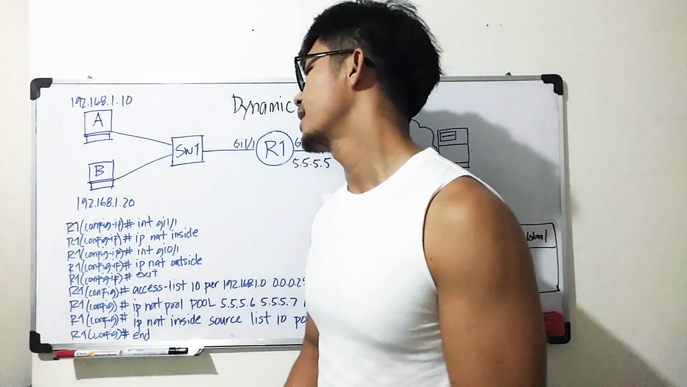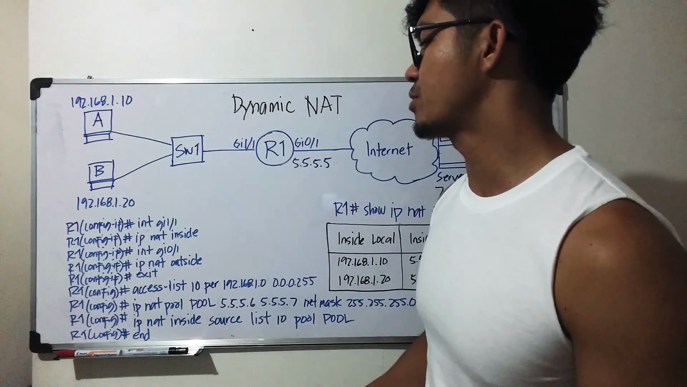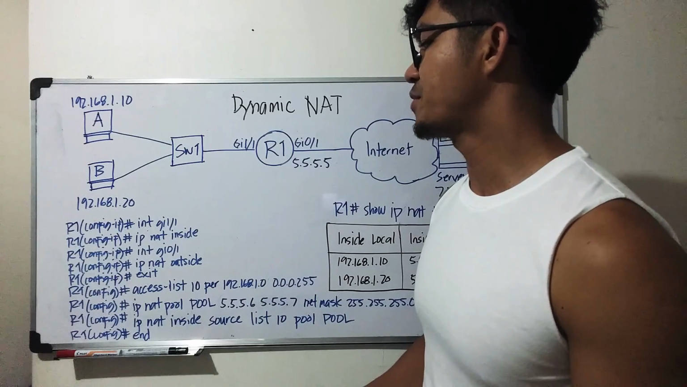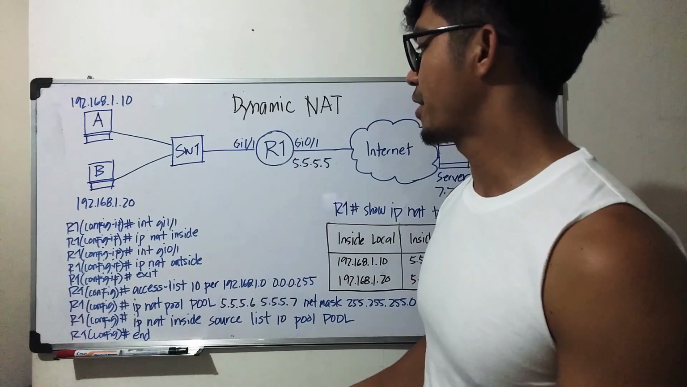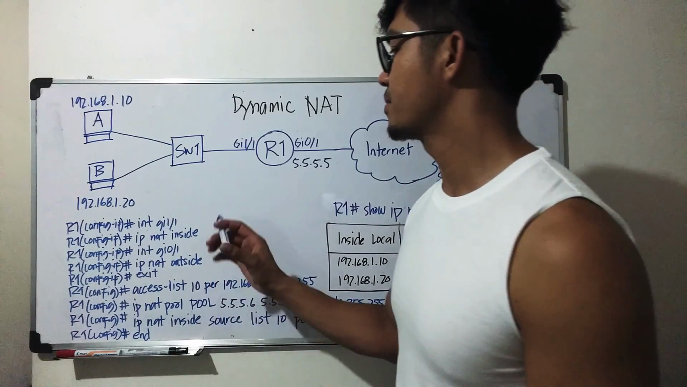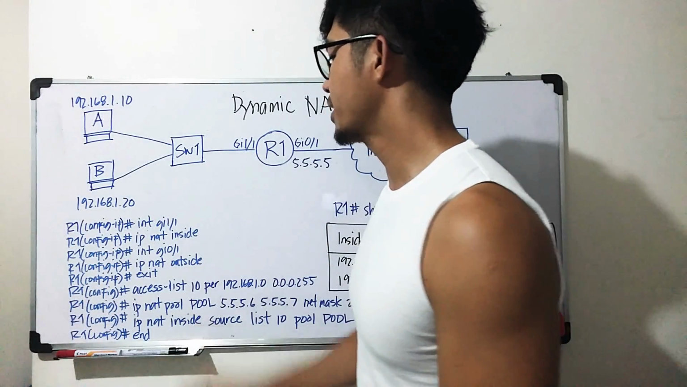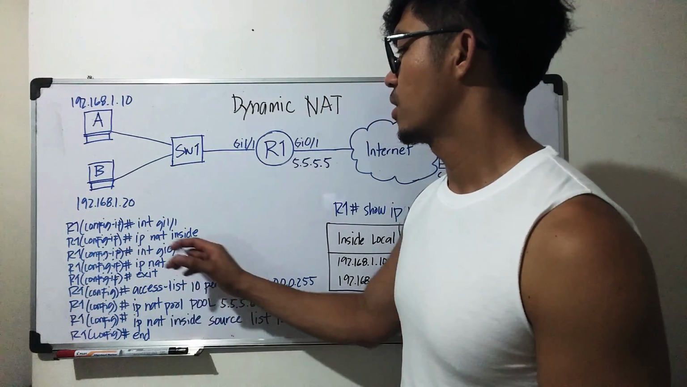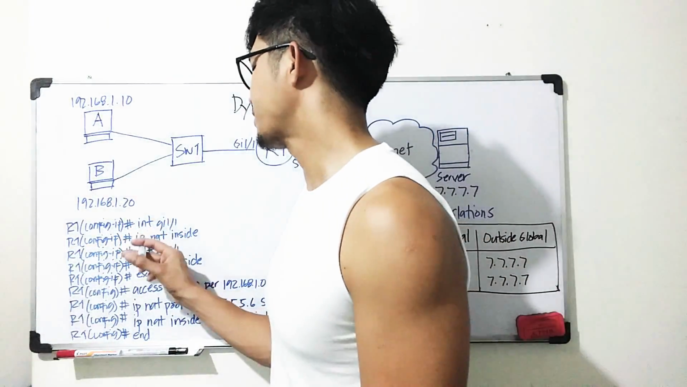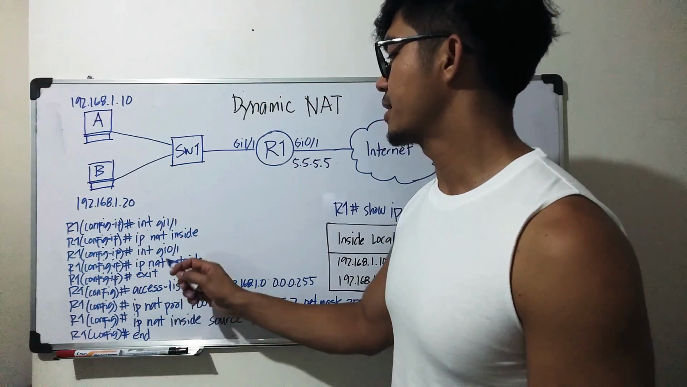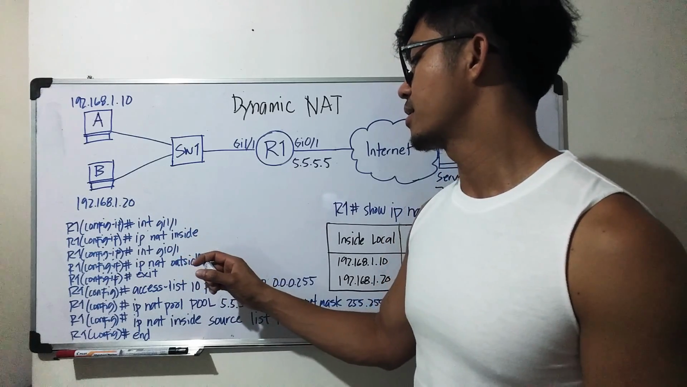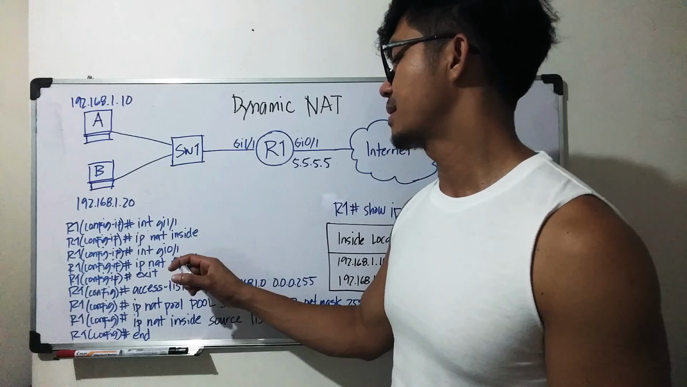So just like static NAT, we have to specify the inside interface on the router. So in this example, the inside interface is gigabit 1/1, and this is how you configure it as an inside interface, ip nat inside, and interface gigabit 0/1 will be our ip nat outside interface.